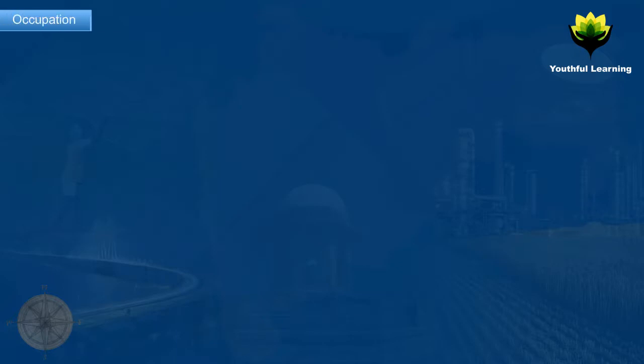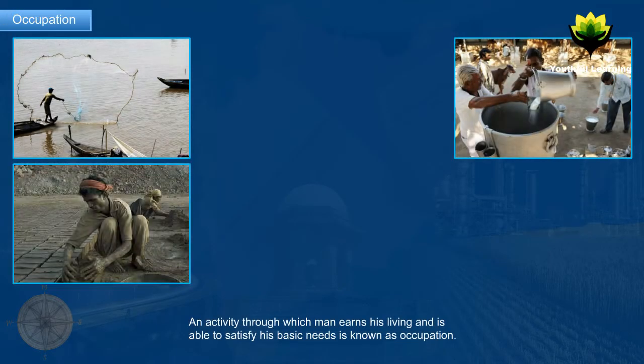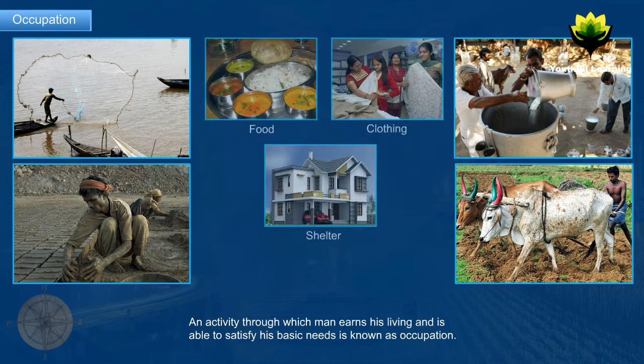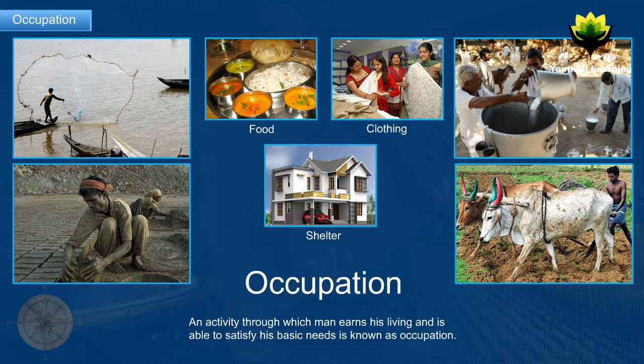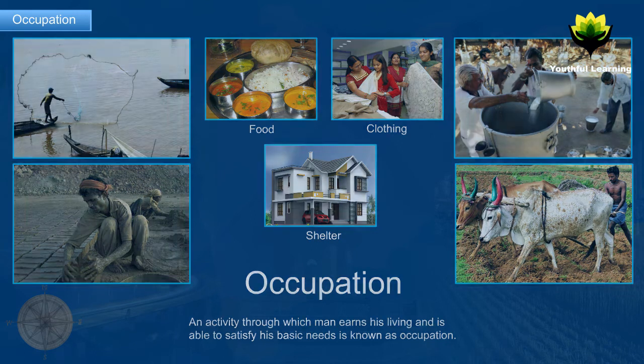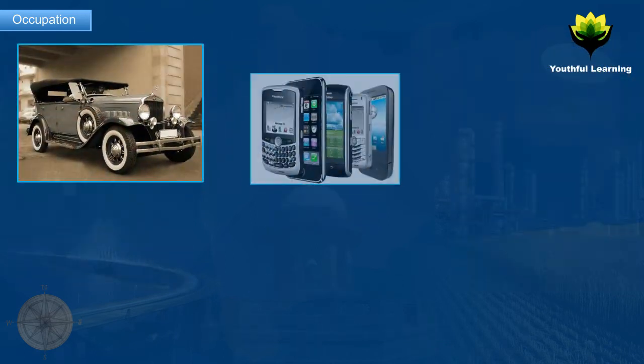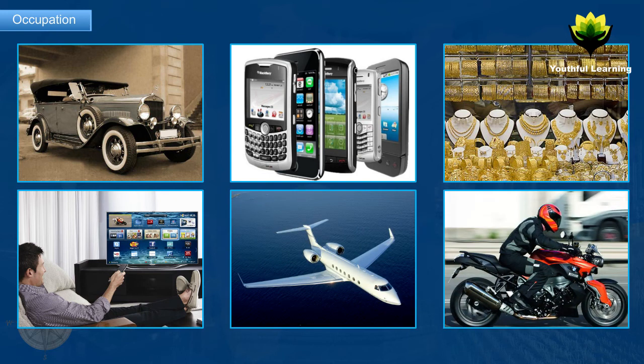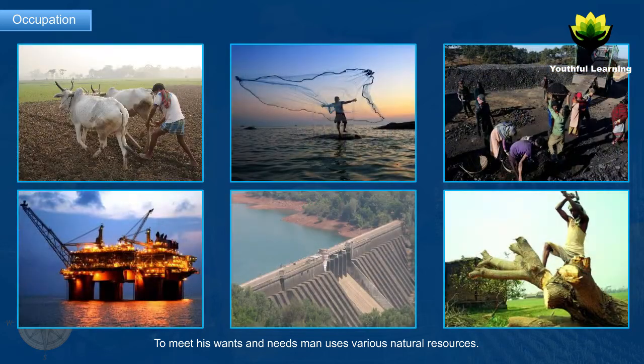Occupation: an activity through which man earns his living and is able to satisfy his basic needs is known as occupation. Man's wants and needs have been increasing over the centuries. To meet these requirements, he uses various natural resources.